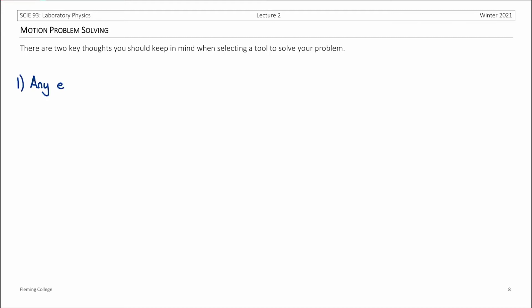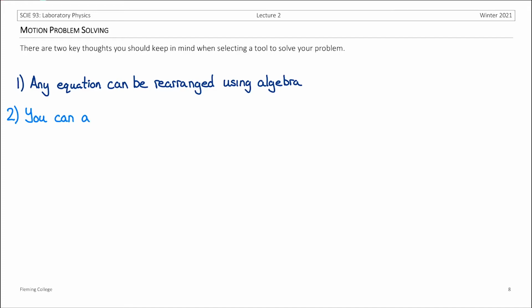The first thing you need to remember is that any equation can be rearranged using algebra. And the second thing to know is that any equation with only one unknown can be evaluated, which is the math way of saying you can plug in the known values and end up with one number that represents the unknown value. As you start to sort out your strategy for solving any problem, use point 2 to let you choose which equations you want to apply to the problem.